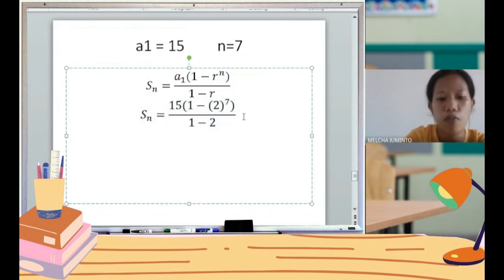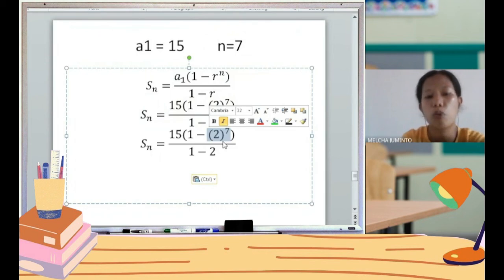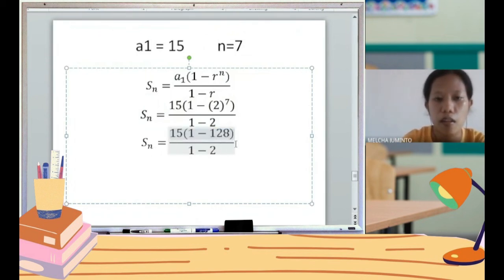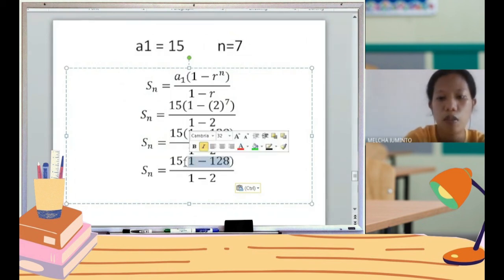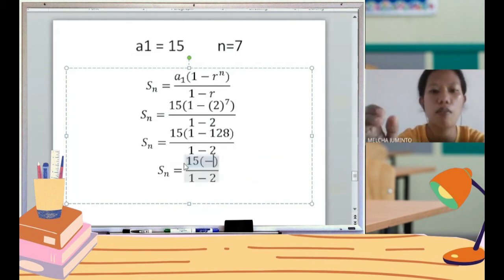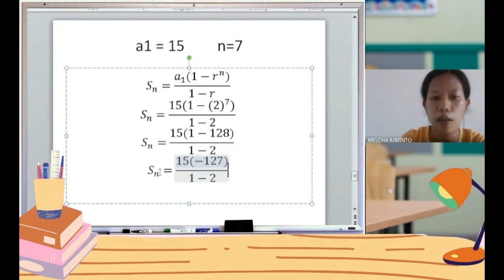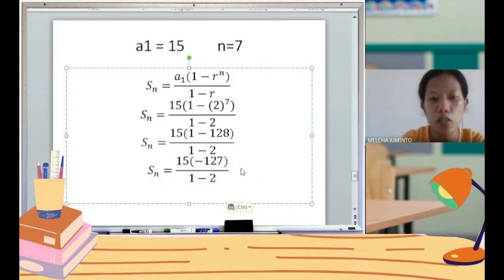And then we simplify the given equation. So we need first to apply the exponent. 2 raised to 7 is equal to 128. And the next step is to apply subtraction. Inside the parentheses, we need to subtract 1 minus 128, which is negative because we subtract a bigger number from a smaller one. So negative 127. And the next step is to multiply the numerators.